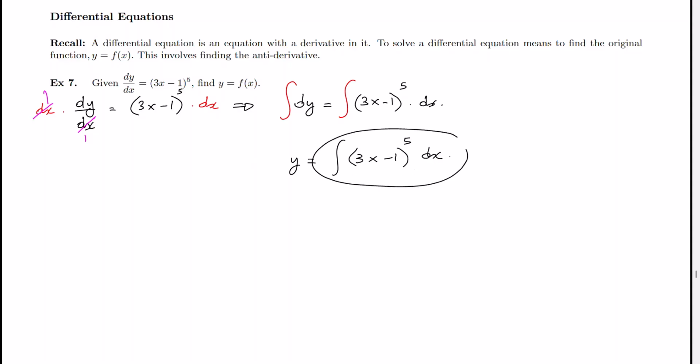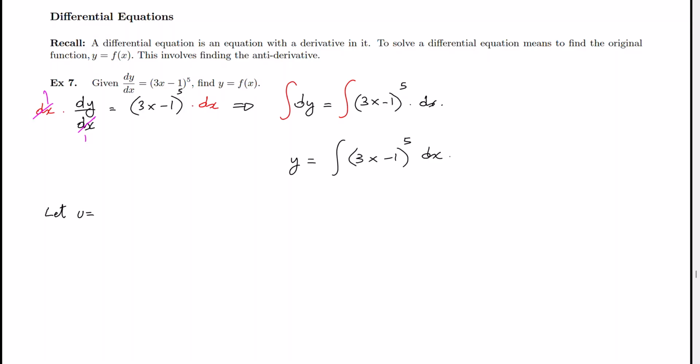So to integrate something like this, we've got two choices. We can either FOIL the 3x minus 1, multiply by itself 5 times, which I don't recommend. It's going to take forever. Then integrate each term by term. You'll have about 10 of them, and you'll have to integrate 10 different things. Or we can do a simple u substitution. So I'm going to try the u substitution in this case.